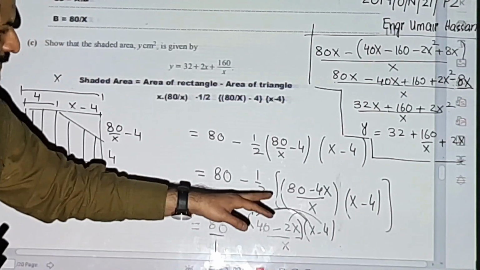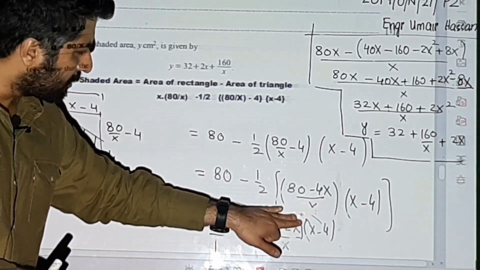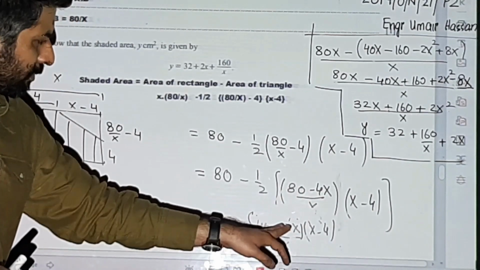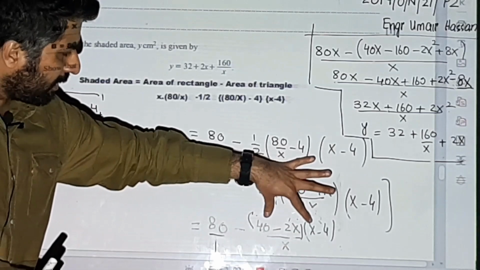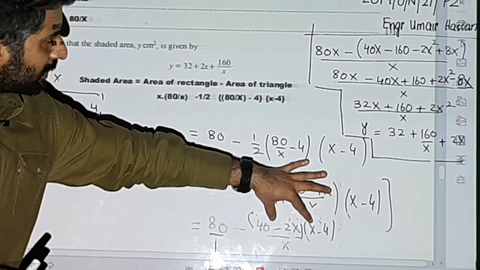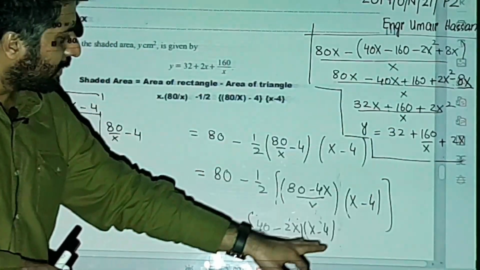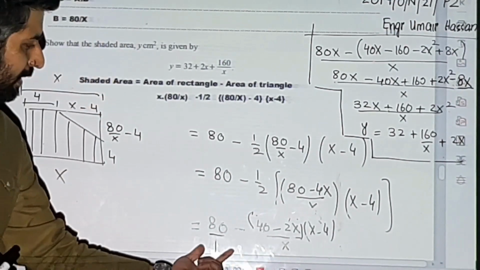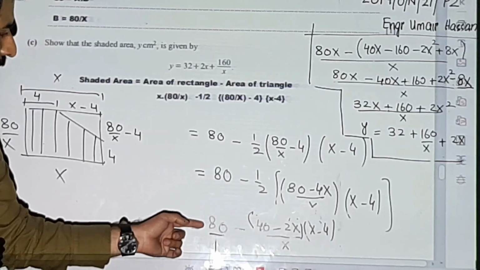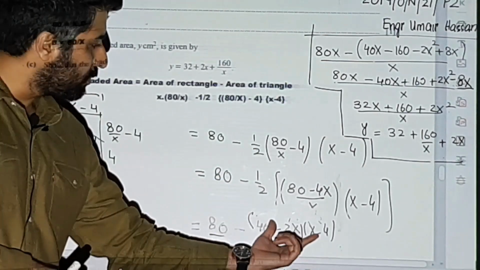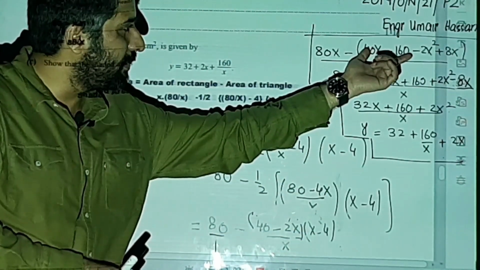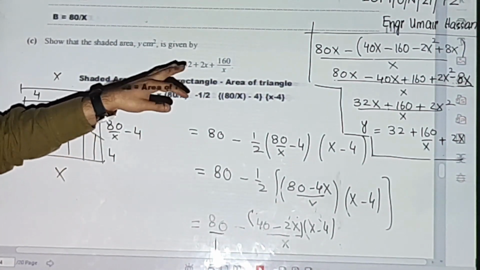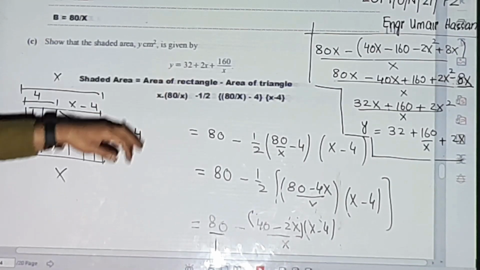I just need to explain it over here once again to clarify the things. We divided 80 and 4 by 2, we get this one. Then we multiplied these two brackets to get this one, and simultaneously I have taken LCM. Here we have x in the denominator, here we have 1. So x into 80 is 80x, and 1 into these two brackets is the same result. So then simplification is as it is. So this is the answer. We have proven this equation.